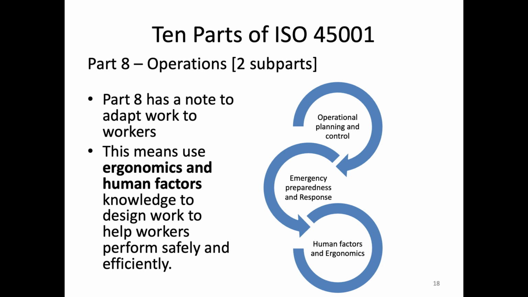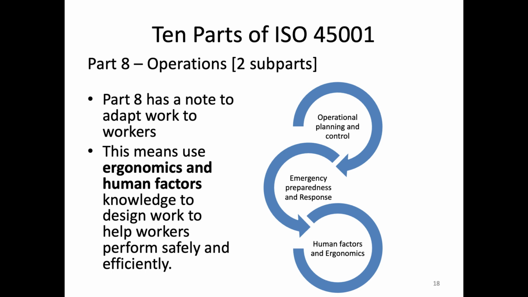Part 8 has two different subparts. I really see it as three, but it really only has two. Something important in there is that it notes that you have to adapt the work to the workers, or change the work so that the workers are able to do it. And this is human factors and ergonomics. It means that we need to know something about the capabilities of the worker doing their job and change the job to meet the worker's capabilities, whether that's providing tools and equipment, or training, or administrative controls.